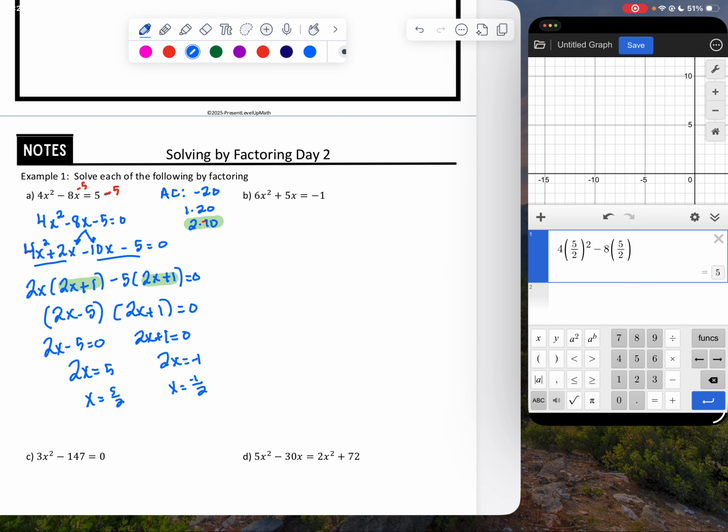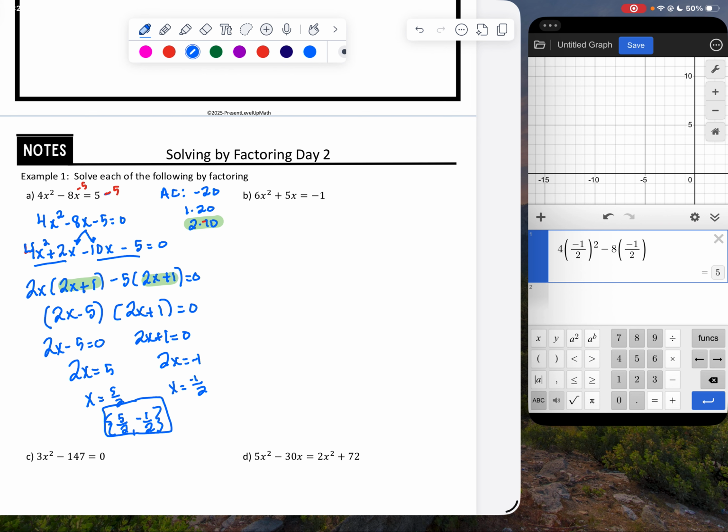Then I'm going to check my second solution, which was negative 1/2. So I'll just change the 5 over 2 to negative 1/2, and that does indeed equal 5. So now I know my solution is correct. I'm going to write my solution set in curly braces: 5 over 2, negative 1/2.